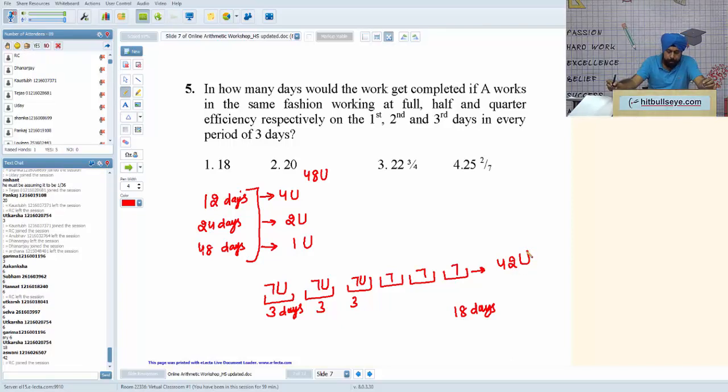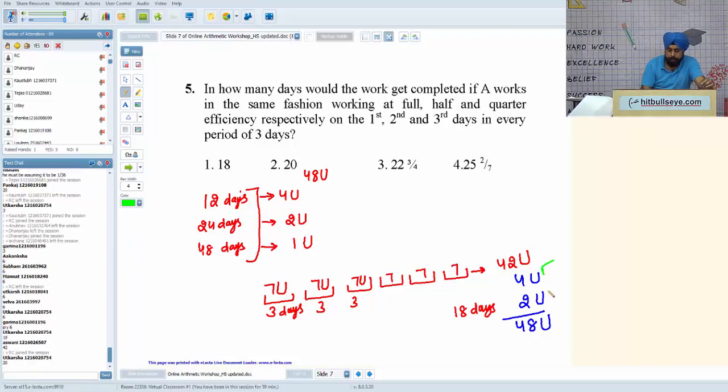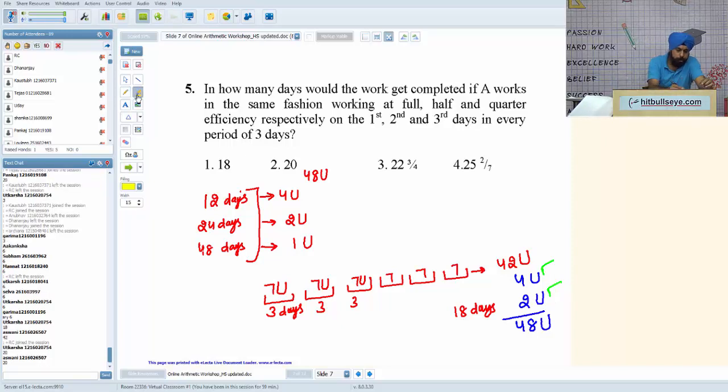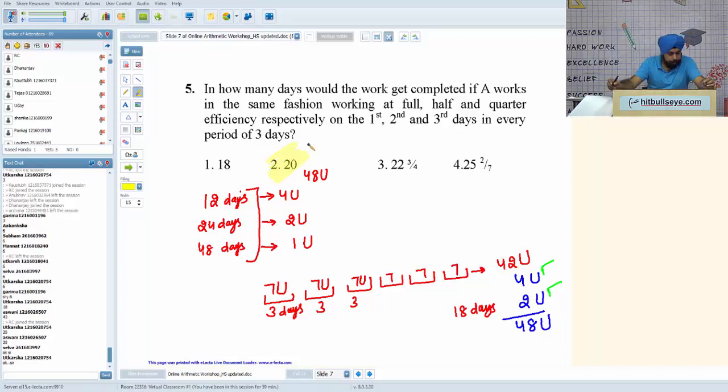Now again the day comes when he will work at full efficiency, that is, he will do 4 units on the next day, and then he will do 2 units on the day after that, and that makes the total number of units done equal to 48. The day number here comes after 18. This is the 19th day when he does 4 units, and the 20th day on which he does 2 units. So the answer to the question comes out to be 20 days. Right, students? I guess you all have understood it.